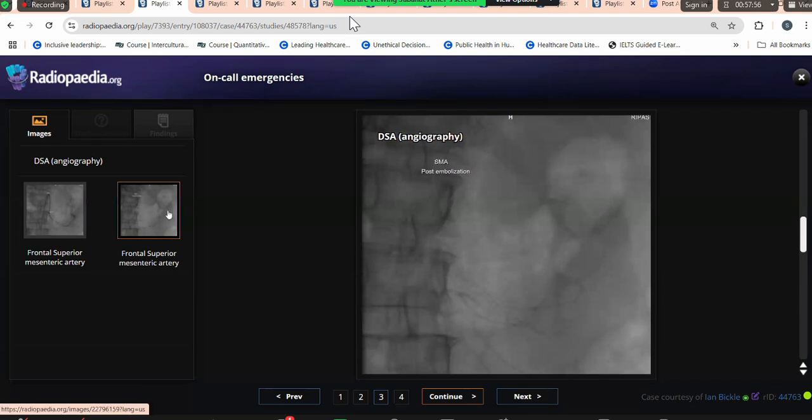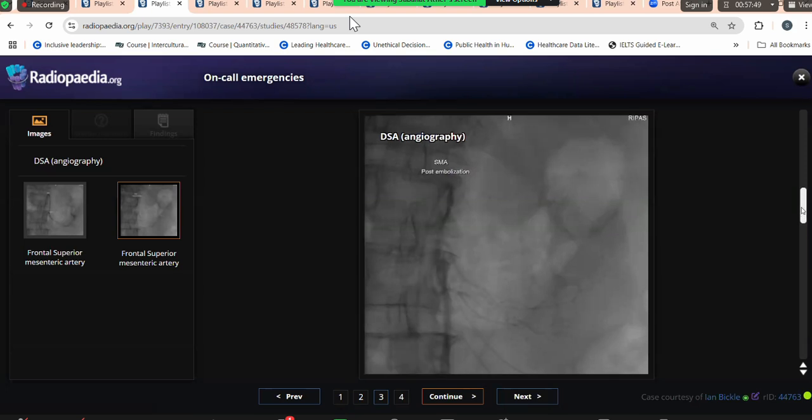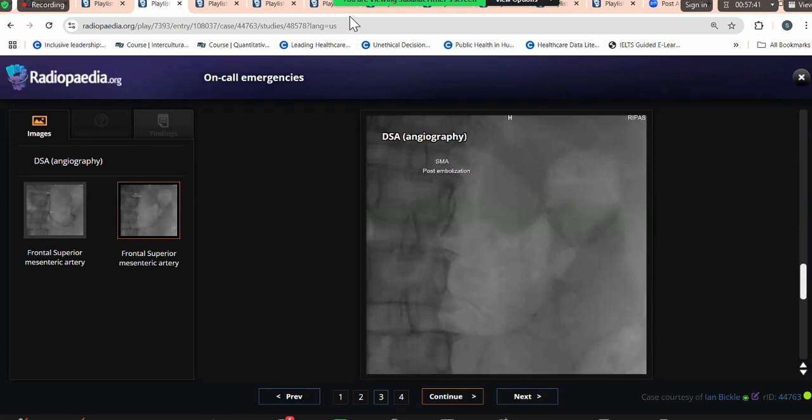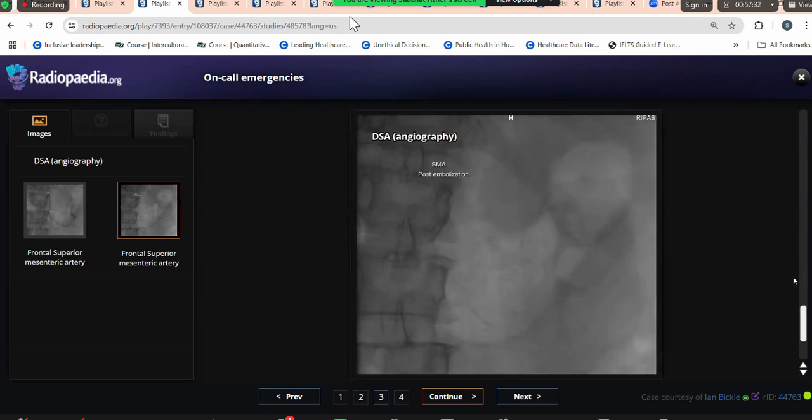So this is SMA post embolization. The embolization has been done regarding this bleeding point, and I can appreciate now that there is no contrast blush, either over here or in the previously cited area of abnormality, which was the jejunal branches of the SMA. So it has been embolized. I'll give you the next case.